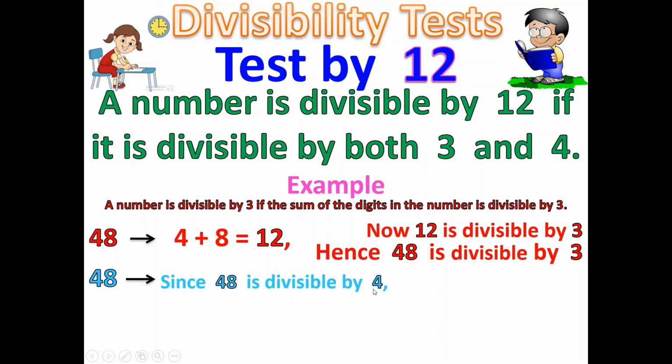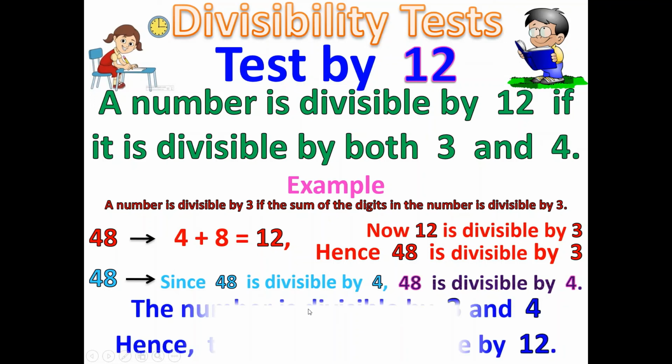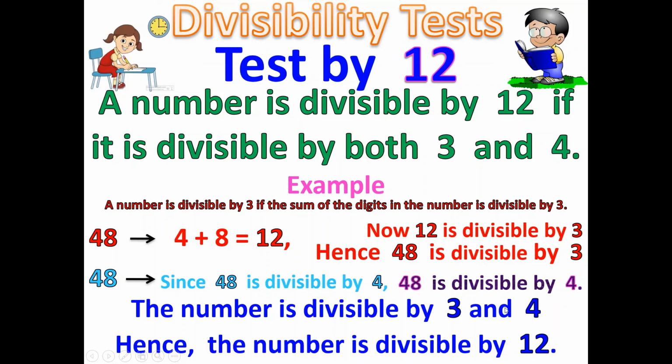Now 48. Since 48 is divisible by 4. How? 48 is in the 4th table, so it is divisible by 4. Now 48 is divisible by both 3 and 4, so it is divisible by 12 also. It is like 6. If a number is divisible by 6, it should have 2 and 3. Same like for 12 also, 3 and 4. If it is divisible by 3 and 4, then 12 will also divide it. Now, if the number is divisible by 3 and 4, hence the number is divisible by 12.